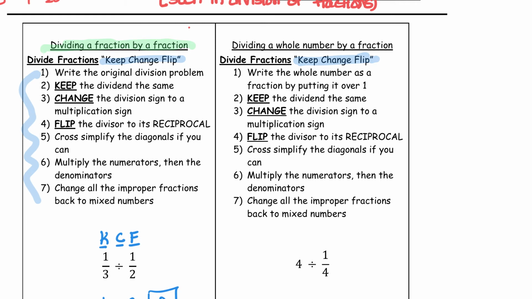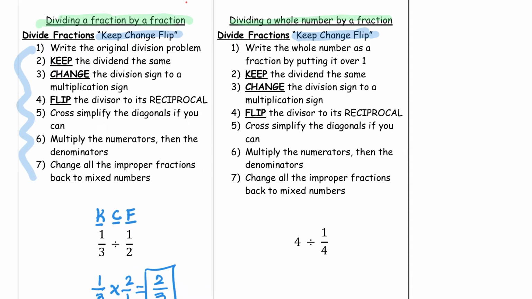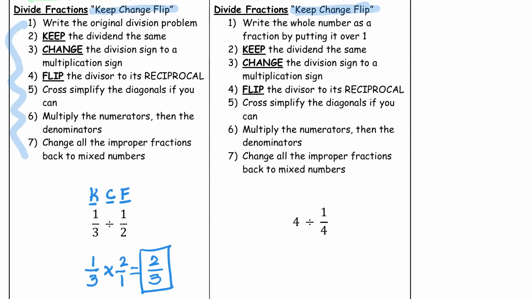The next category is dividing a whole number by a fraction. Yesterday we saw that if you're multiplying fractions with a whole number, you have to change that whole number to a fraction. Well, how do we change any whole number to a fraction? We simply put it over 1. So we're going to do the same thing here.